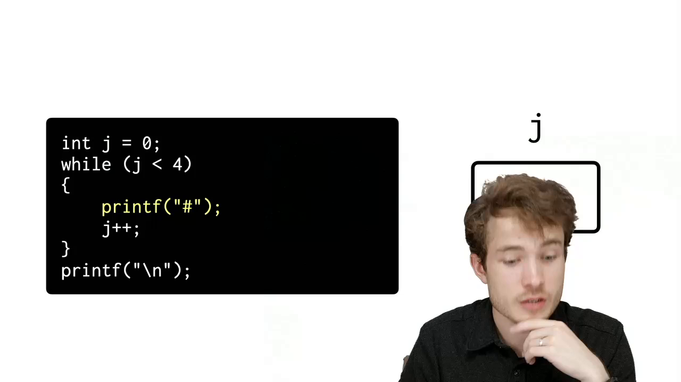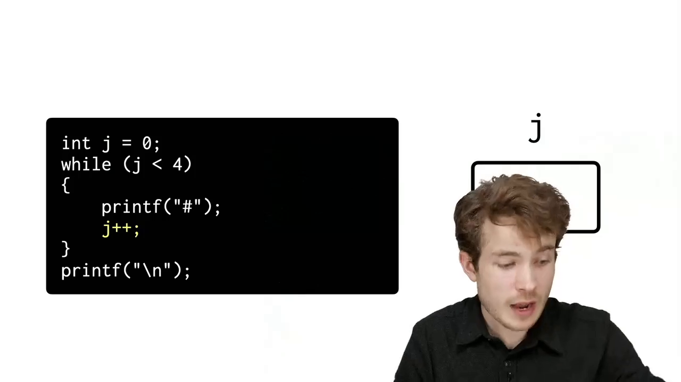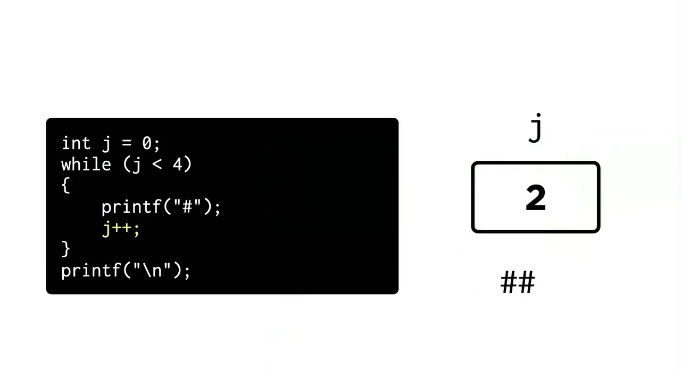I'll say print out another hash, and then I'll increase j by 1. So now, what is j? J is 2. I'll ask again, is j less than 4? It is. So let's do this again. I'll print out a hash, and I'll increase j by 1, and finally I'll go back at the top, ask, is j less than 4?